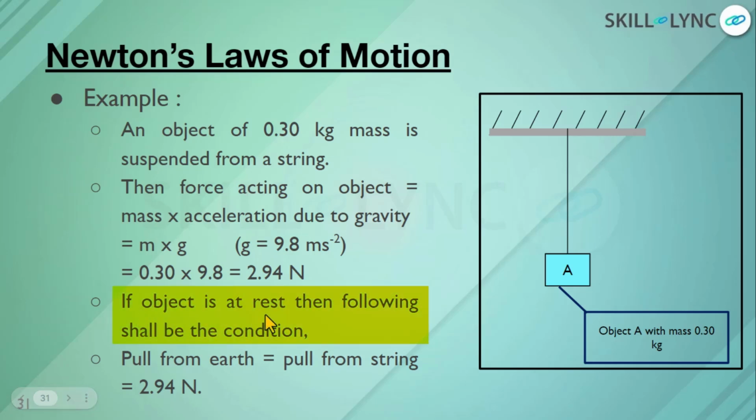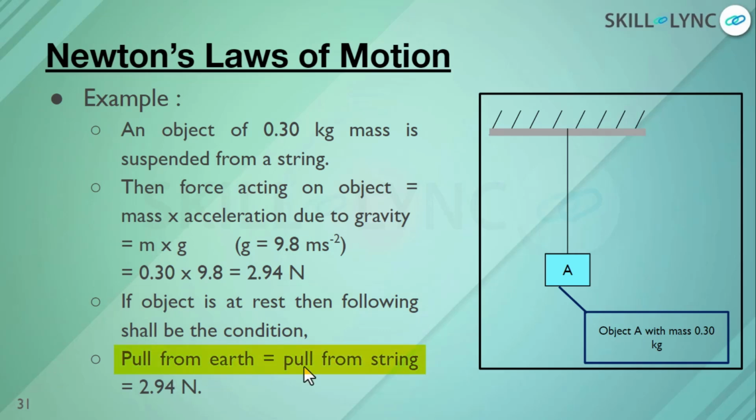If the object is at rest, then the following shall be the condition: the pull from the earth will be equal to the pull from the string, right? Pull from earth would be equal to pull from string. Therefore, the tension of the string would also be equal to 2.94 Newton.